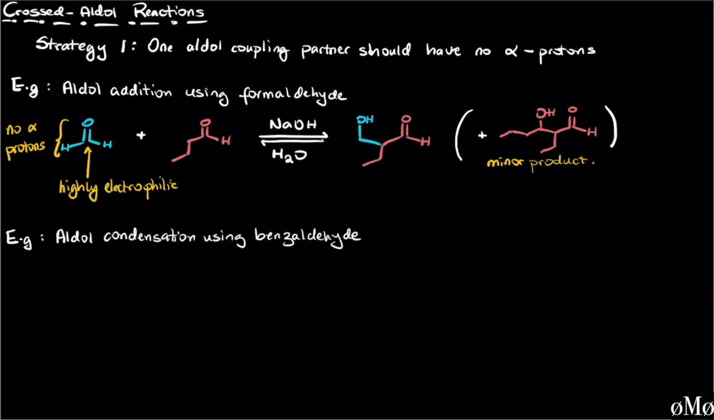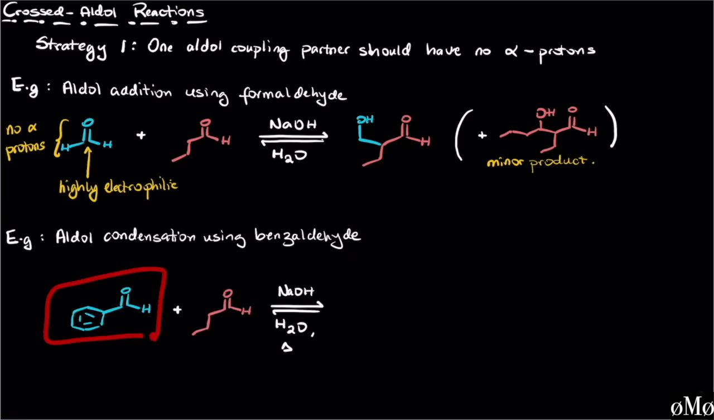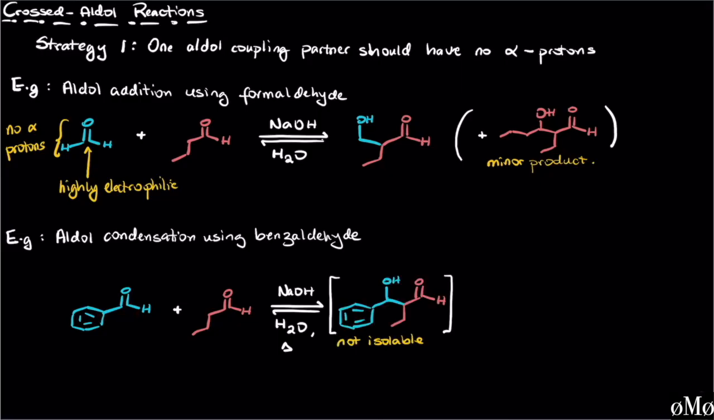Another example of an aldehyde that has no alpha proton is benzaldehyde. So you have your benzaldehyde right here, and you can once again react another aldehyde with this benzaldehyde. Because it has no alpha protons, it's never going to act as your nucleophile in the reaction. Under these conditions, you will form your beta-hydroxy aldehyde. But interestingly enough, this product is really not isolatable, even if you use low temperatures here.